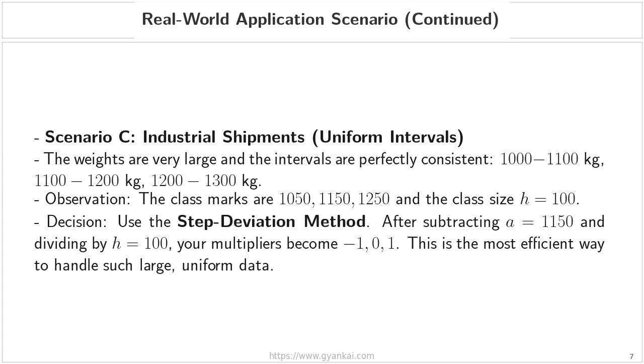Here is why. By picking an assumed mean of 1,150, and then dividing our deviations by our class size, h, of 100, our multipliers simplify beautifully to just -1, 0, and 1. As we will see in our summary table in the next slide, this is the most efficient way to handle large, uniform data because it reduces the complexity of our calculation to the absolute minimum.